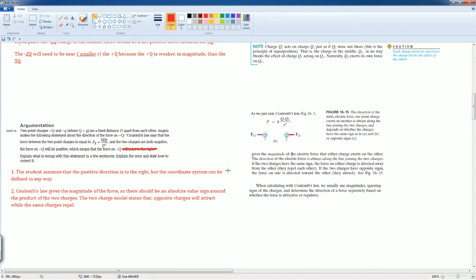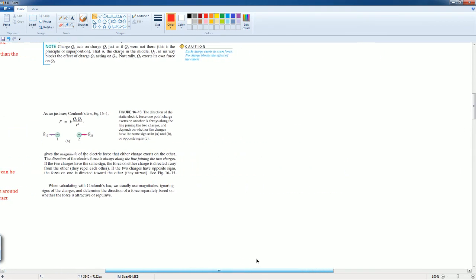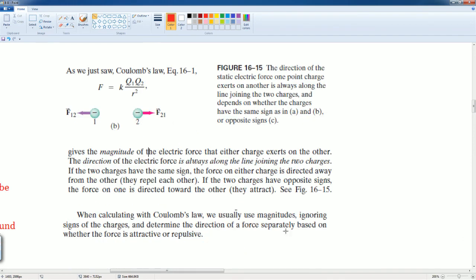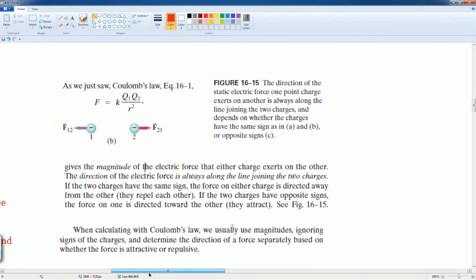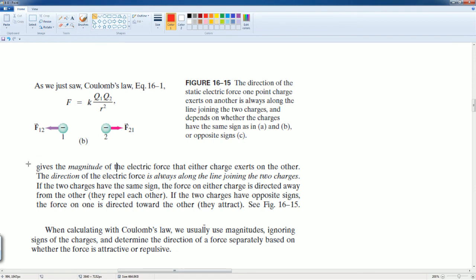That's the electric field. So in the book, what you need to understand about Coulomb's law is right here. This is everything that you need to understand about Coulomb's law. You could read this to yourself, but the main points, exactly like what you can use in your explanation to the argumentation in part E. Coulomb's law, right here, gives us the magnitude of the electric force that either charges exert on each other. The direction of the electric force is always along the line joining those two charges. If those two charges have the same sign, the force on either charge is directly away from each other. They repel. If those two charges have the opposite sign, like plus and negative, they will directly point towards each other.